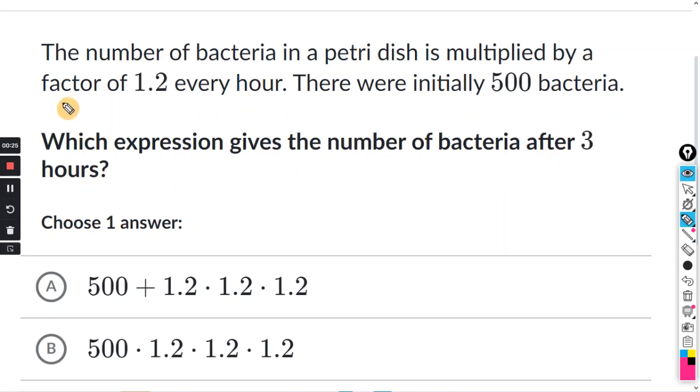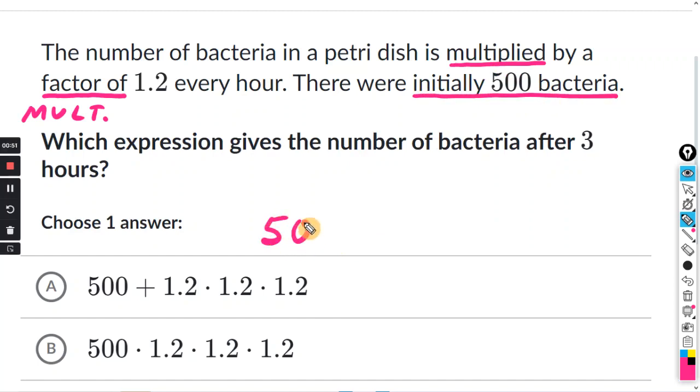Now I was going to mention, whenever you see the expression "factor of," that usually means multiplication. But it says right here, multiplied. It says there were initially 500 bacteria, so we're going to start with 500. And then it is multiplied by a factor of 1.2 every hour. So you take the starting point, the initial value, and you multiply it by 1.2 every hour.